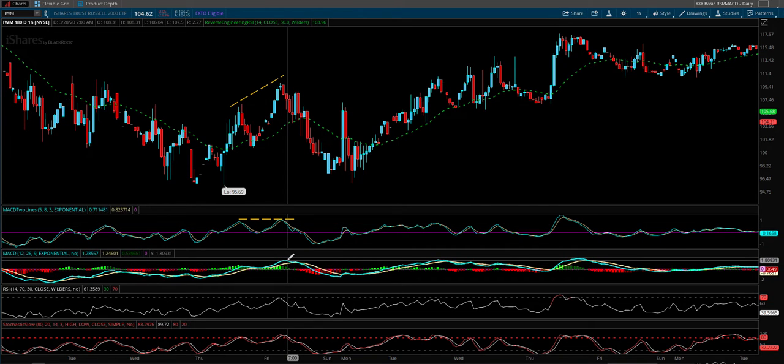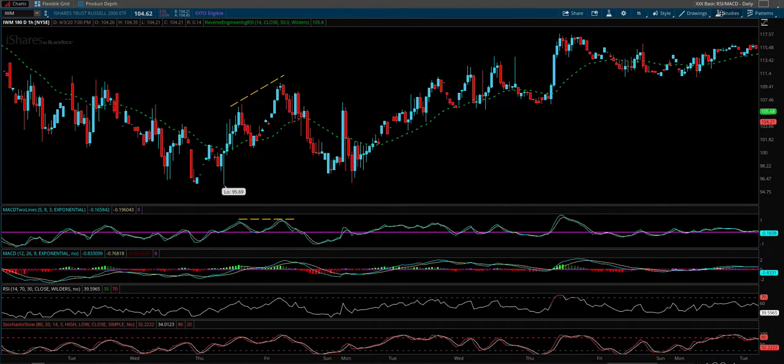You look at the 12-26-9 setting, it doesn't show any divergence. The histogram shows a little bit of a divergence, and I'll have to go in and take that one out. Hang on one second.